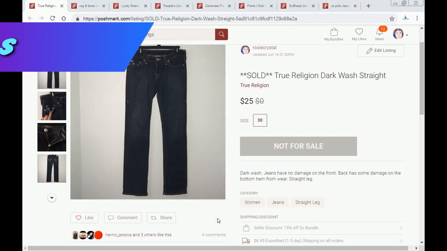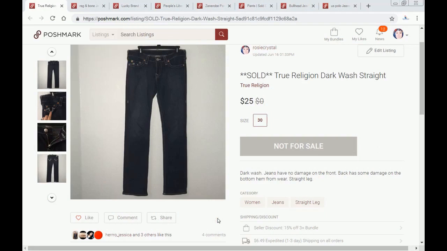Okay, so you should be able to see my screen now, and these are some jeans that I either have listed or have sold on Poshmark, and I'm just using these pictures as examples to show you the different styles or types of jeans. Of course, these aren't all of the styles that are out there. These are just the most common ones that I have found.